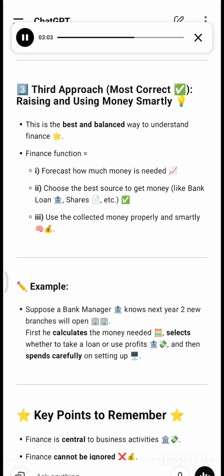Example, suppose a banker knows next year 2 new branches will open. First, he calculates the money needed, selects whether to take a loan or use profits, and then spends carefully on setting up.